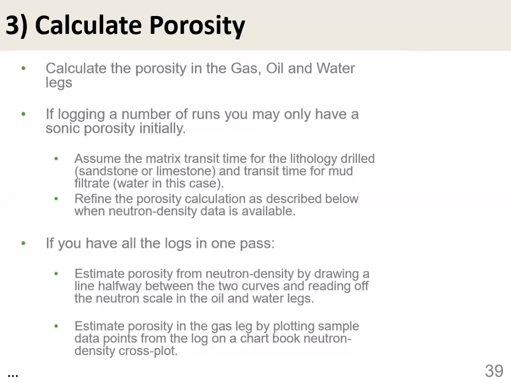Since it's typical to have at least two porosity logs, you can estimate the porosity from the neutron density by drawing a line halfway between the two curves and reading off the neutron scale in the oil and water legs. And estimate the porosity of the gas leg by plotting sample data points from the log on the chart book of the neutron density plot. And this shows you where the contractor's chart book comes into play.